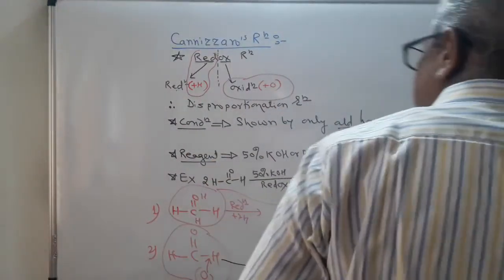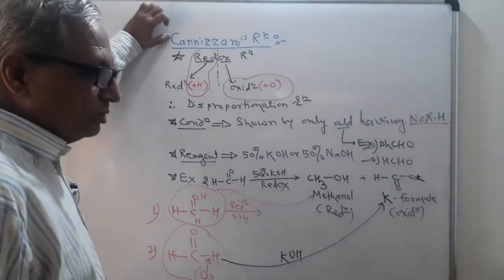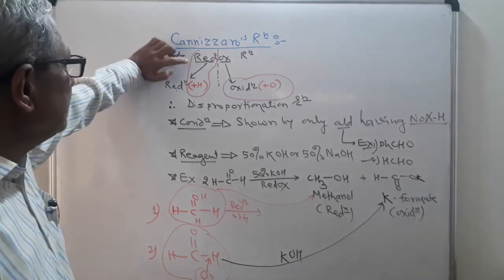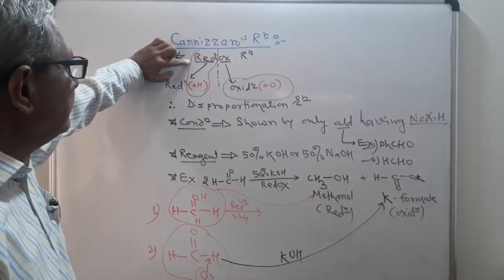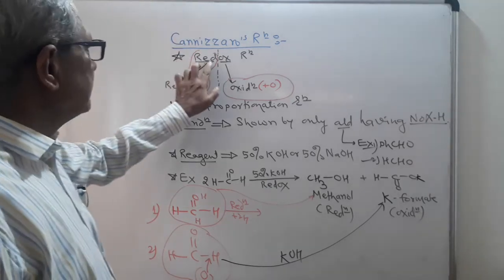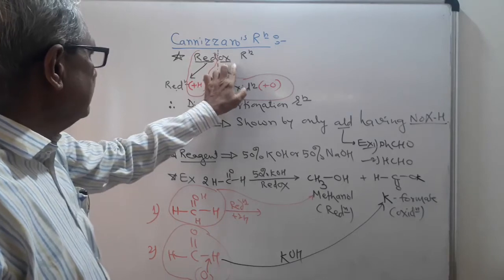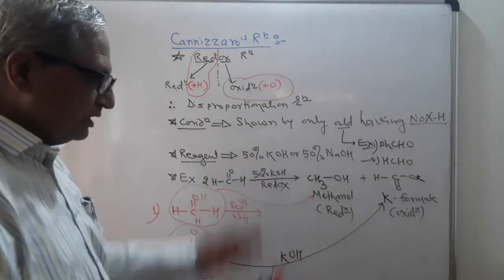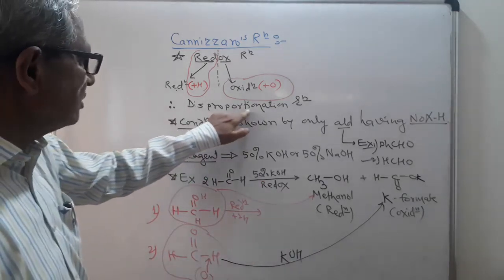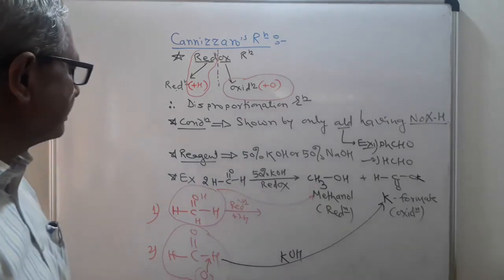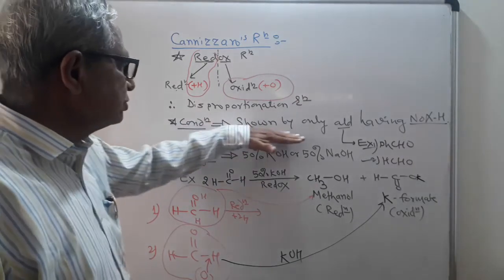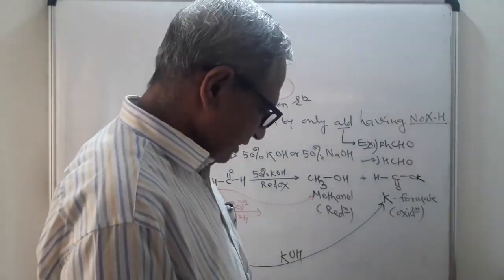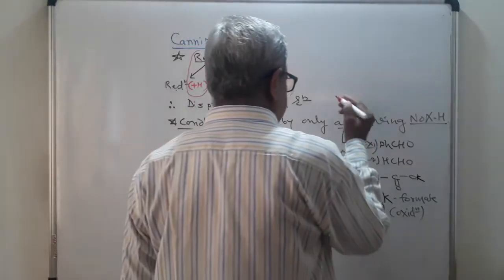Now see the brief revision on the Cannizzaro reaction. It is also known as a redox reaction. It is a combination of two terms: one is reduction and second is oxidation. Reduction, addition of hydrogen; oxidation, addition of oxygen. Two opposite reactions are there. Therefore, this reaction is also known as disproportionation reaction. Condition: it is shown by only aldehyde having no alpha hydrogen. There is an exceptional case here.